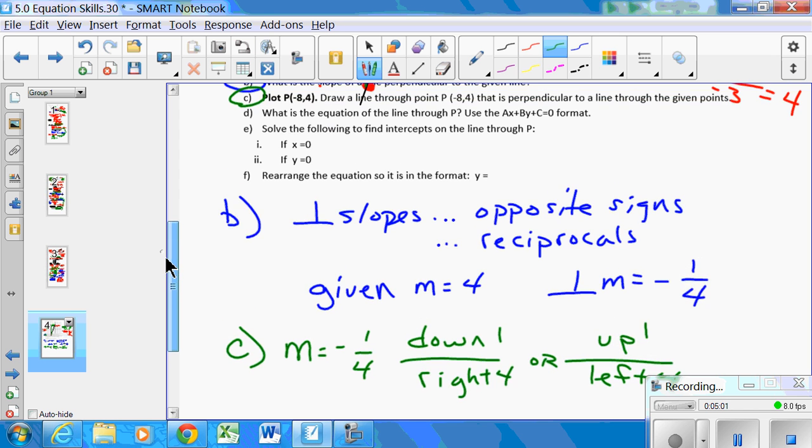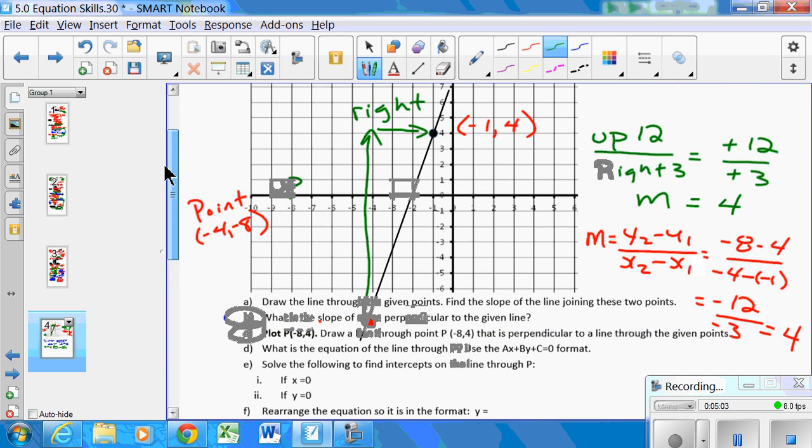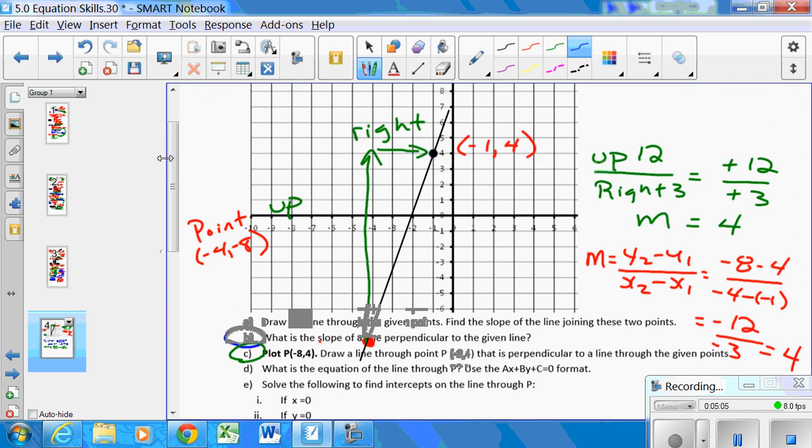So let's plot our point at negative 8, positive 4. So negative 8 and positive 4 puts us way up here. And does that have a name? It has a name P. So negative 8, positive 4, that's our point.